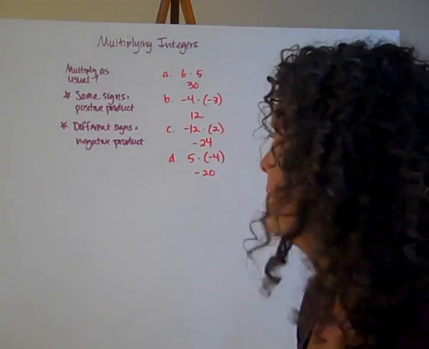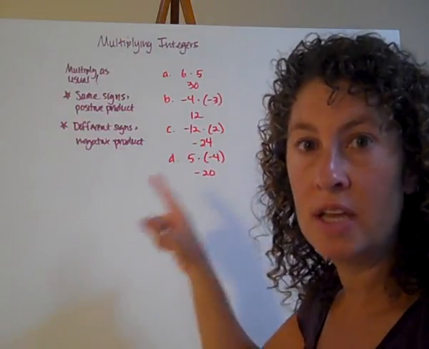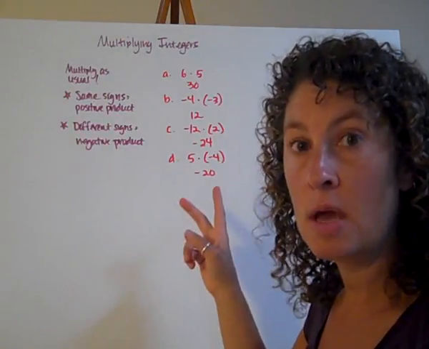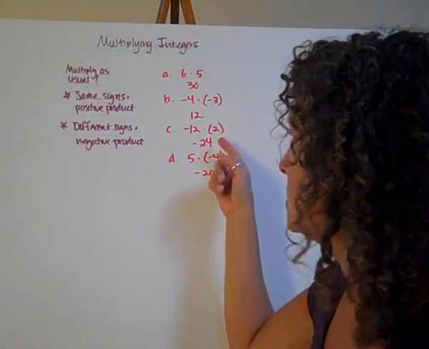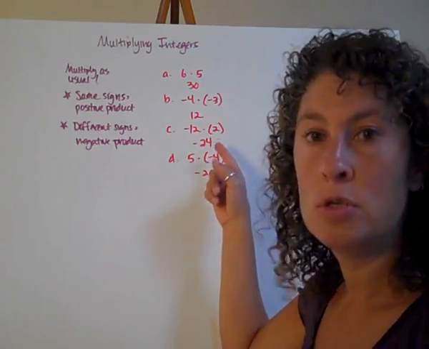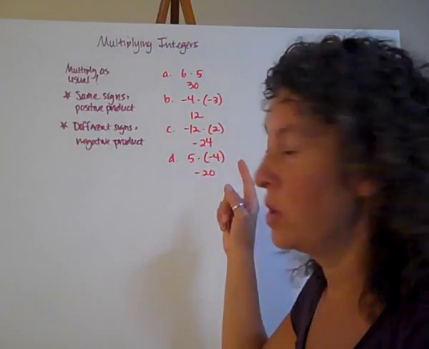Next question, we have negative 12 times 2, we have a negative times a positive. They are different signs, so we'll end up with a negative product. Negative here, 12 times 2, 24. So we end up with negative 24.